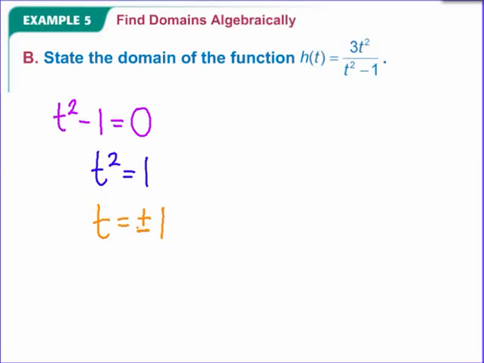Now, what happens when t equals positive or negative 1? What happens in my problem? Yeah, if it's negative or positive 1 right down here, what happens? Yeah, I get my denominator to be 0. Can you ever have a denominator of 0 in a fraction? No, it's undefined. You get that error.